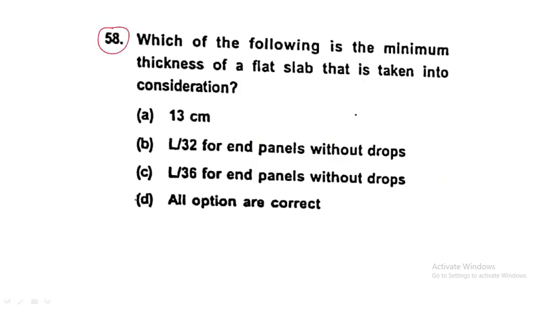Next question. Which of the following is the minimum thickness of a flat slab that is taken into consideration? Which one do we have to consider for this one? L by 32 for the end panels without drops, and L by 36 for the end panels with drops. Okay, so these two are correct answers, or 13 centimeters. Okay, one minute. Only L by 32 for end panels without drops and 13 centimeters.